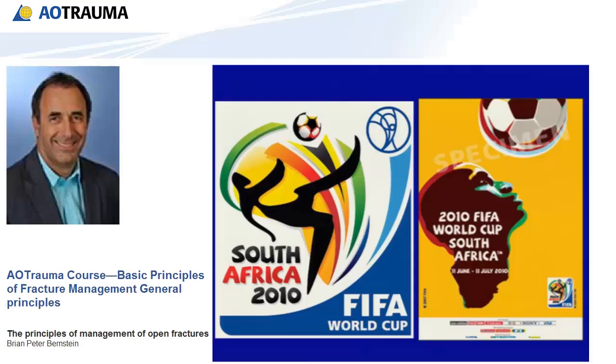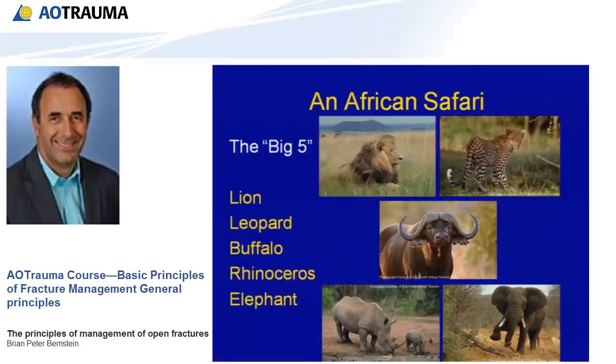Because when you go on safari, the game ranger is going to say to you, you need that for the sun. Okay, so the game ranger is going to tell you that you only have a successful trip if you manage to see the big 5 in the wild, and that is the lion, the leopard, the buffalo, the rhinoceros, and the elephant. Okay, you all know that. That's called the big 5. So I'm going to introduce you now to the big 5 in open fracture management.